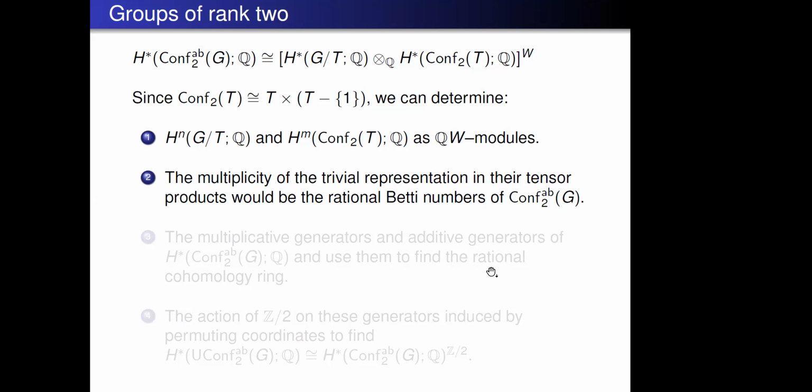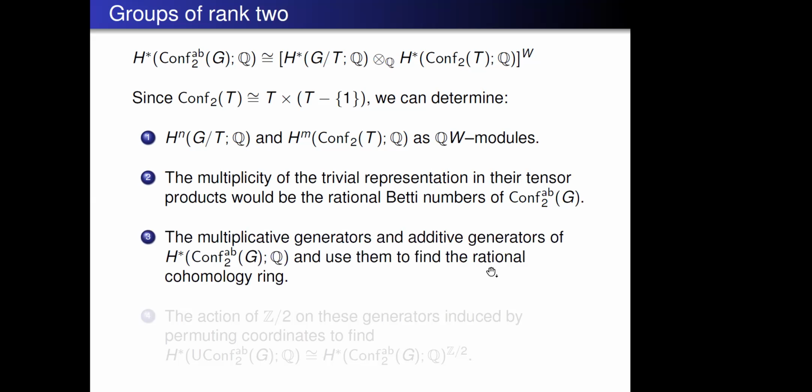But actually, you can do a bit more. If you push the computation a bit further, you can get all the multiplicative generators and all the additive generators of this cohomology, because for representations, if you follow all the steps, you can get which elements of these representations generate the trivial representation. And that way you can find all the multiplicative and additive generators.